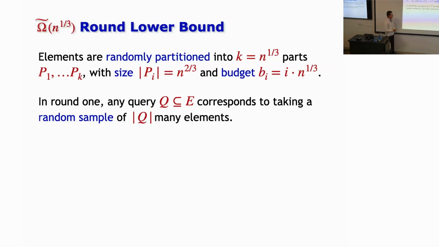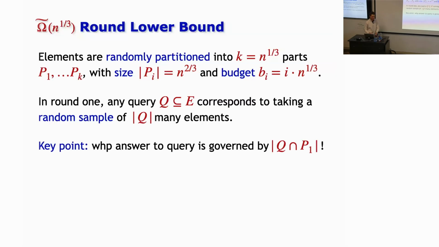The first thing I want to convince you of is that when you think about an algorithm which is trying to find a basis of this matroid, such an algorithm is making queries of subsets of elements. I claim that any query you make is really just a random sample of that many elements. These are morally equivalent. The reason is that the algorithm doesn't know anything about this random partition of elements, so a query might as well have been a random query of that many elements.